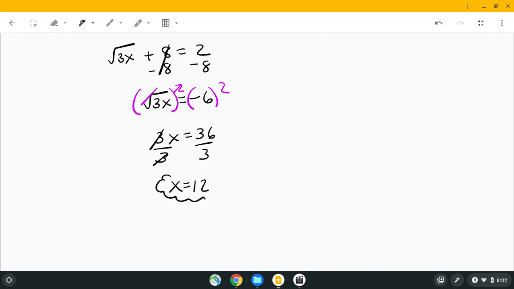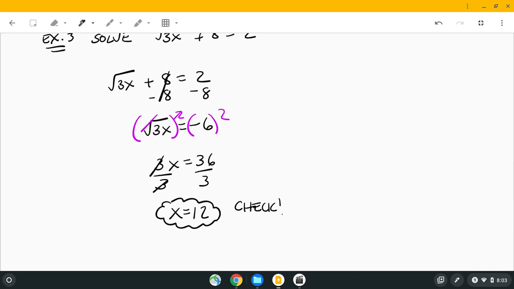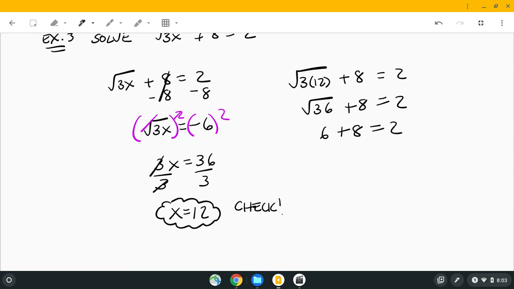Okay, so let's go ahead and check this answer. I'll check up here. Okay, 12. So square root 3 times 12 plus 8 equals 2. So here we get square root of 36 plus 8 equals 2. Square root of 36 is 6. 6 plus 8 is 14. 14 does not equal 2, nope. So here we would say no solution.